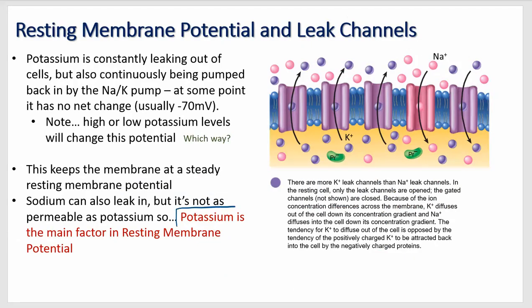So the main factor then is that potassium. Here, I'm going to make that point on this slide. Potassium is the main factor in that resting membrane potential. So potassium is constantly leaking out, but also continuously being pumped back in by the sodium-potassium pump. And when there is no net change, that's where we're at resting membrane potential. So high or low potassium levels will change the potential.